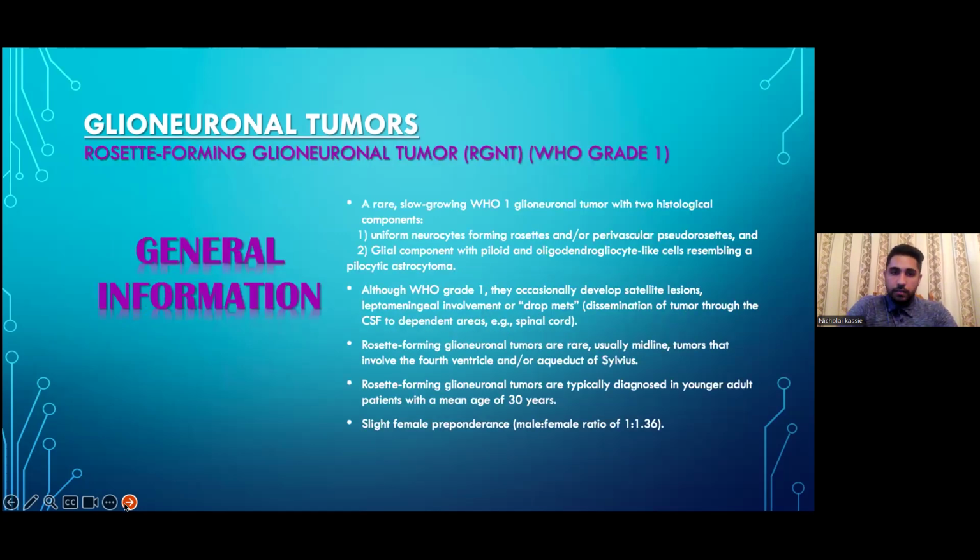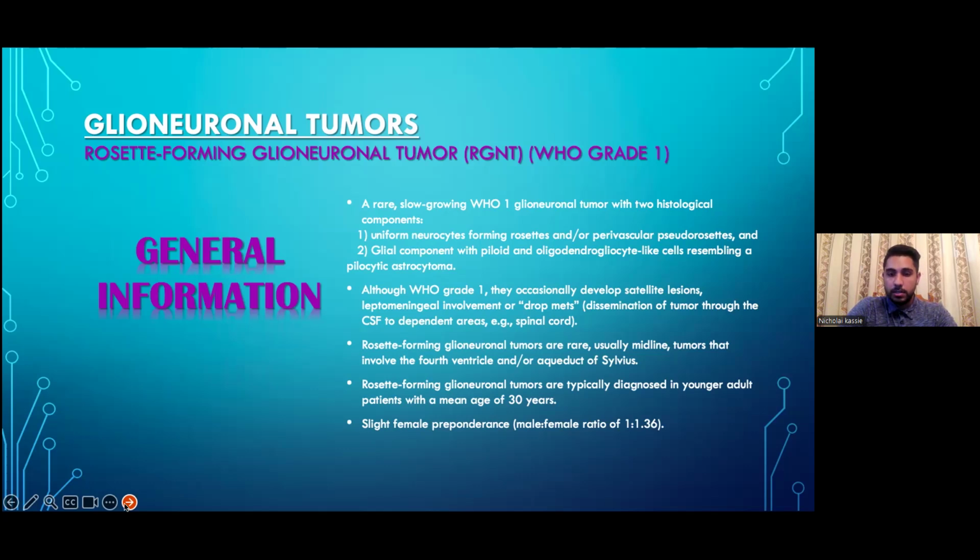Next tumor, rosette-forming glioneuronal tumors, WHO grade 1 type tumor. This is a rare, slow-growing glioneuronal tumor with two histological components, one being the uniform neurocytes forming rosettes or perivascular pseudo-rosettes, and secondly, the glial components with hyaloid and oligodendrogliocyte-like cells resembling a pilocytic astrocytoma. Although WHO grade 1, they usually develop satellite lesions, leptomeningeal involvement, or drop metastases.